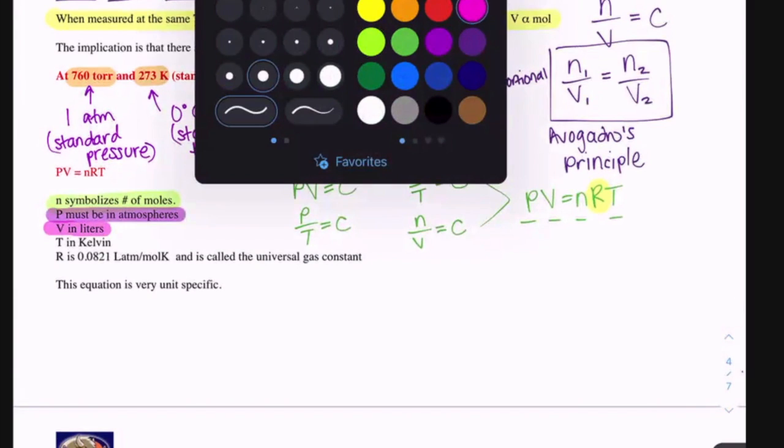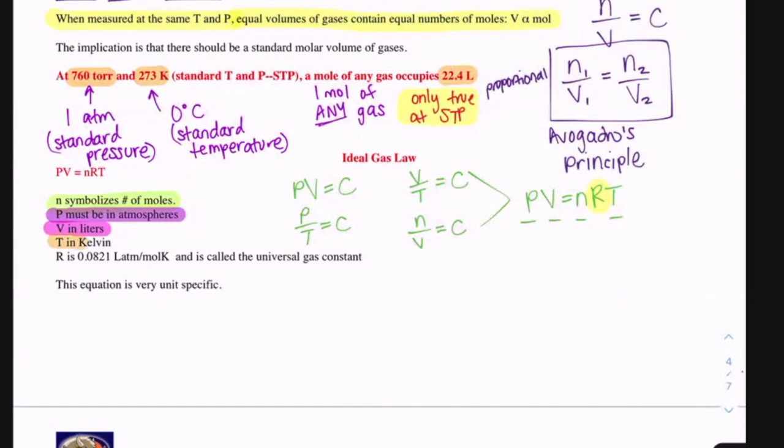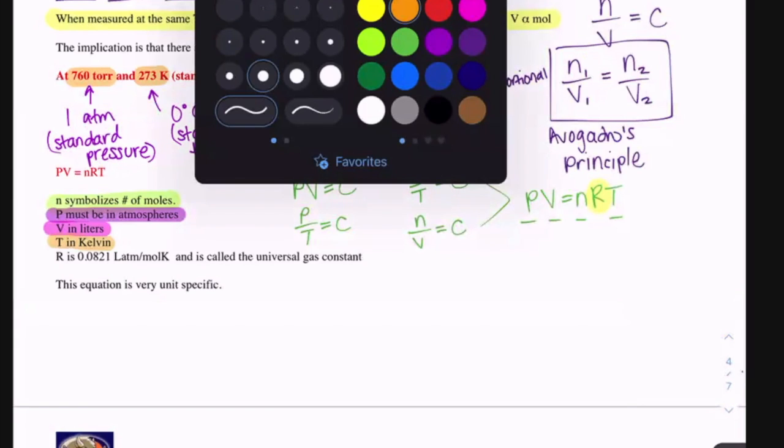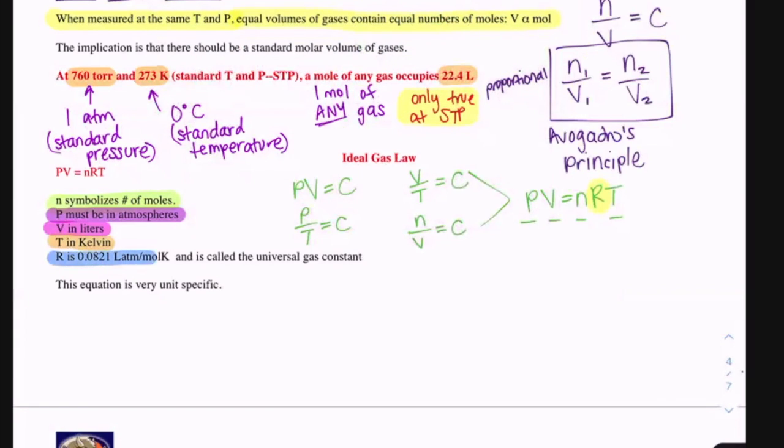This next one should not come as a surprise to any of you. The temperature must be in Kelvin. That's something we've been noticing lately in all these problems, that Kelvin is definitely our friend when we're dealing with gases. So we convert everything to Kelvin, and now we have gotten to R, which is what I was just talking about as the universal gas constant.